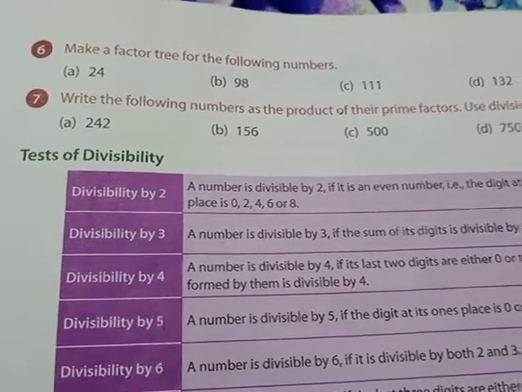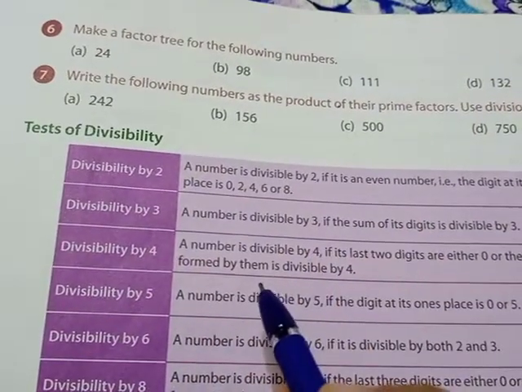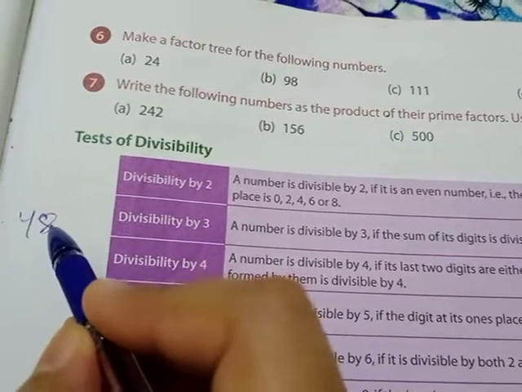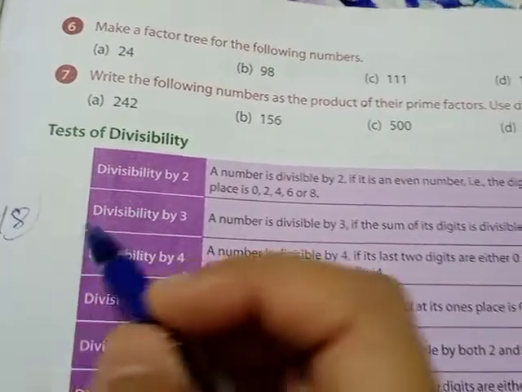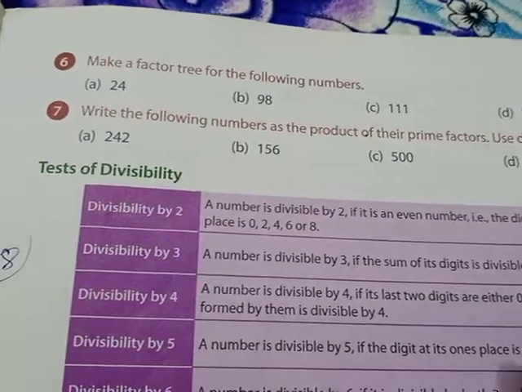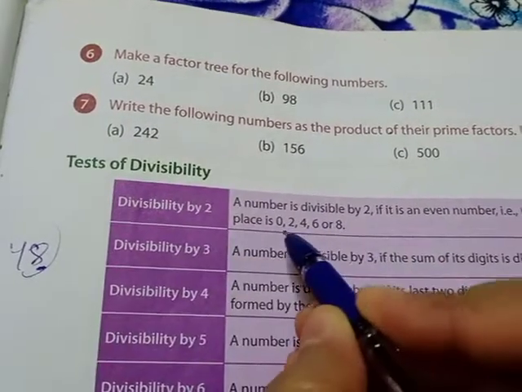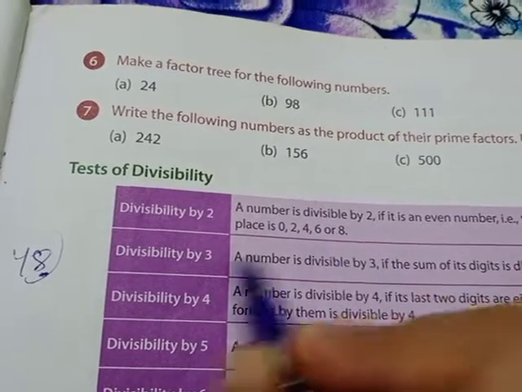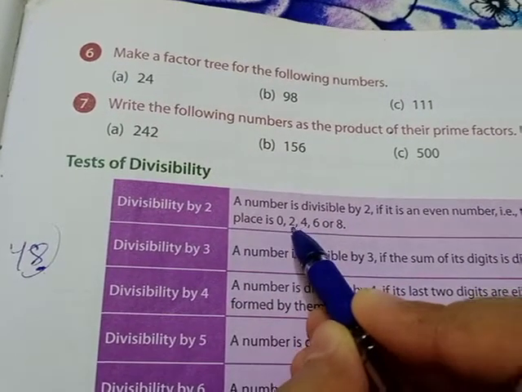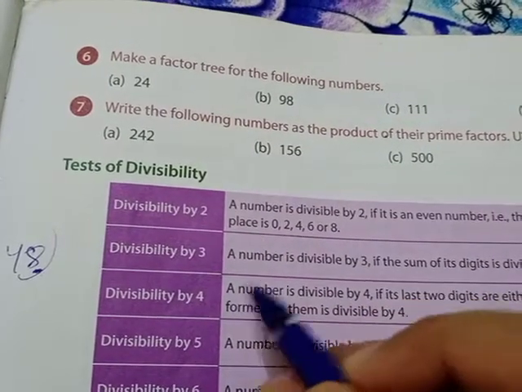Test of divisibility. How can we say that in any number 2 is its factor? Suppose it is asked to write the factors of 48. How can you say that 2 is the factor of 48? For saying 2 is the factor for any number, if in its ones place is a number which is 0, 2, 4, 6, 8, then we will say that 2 is the factor of the given number.